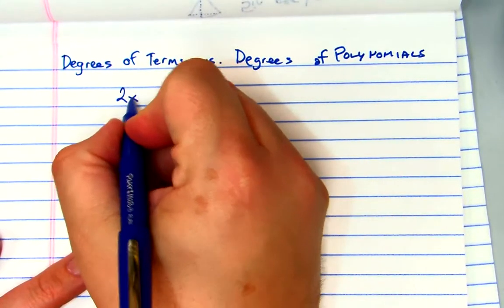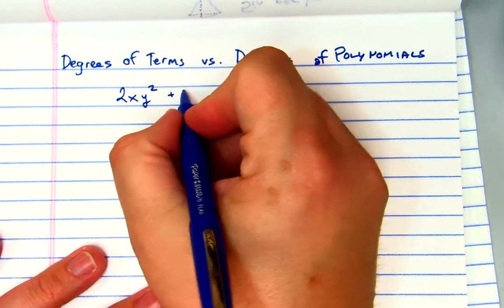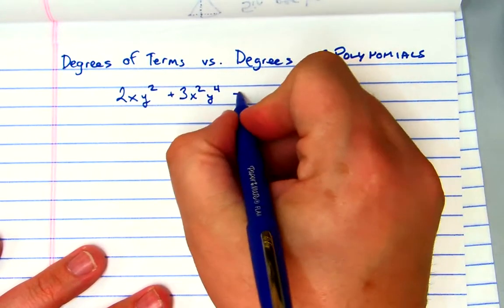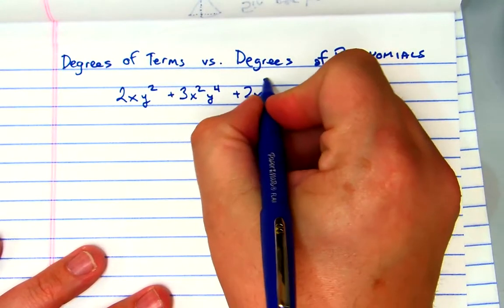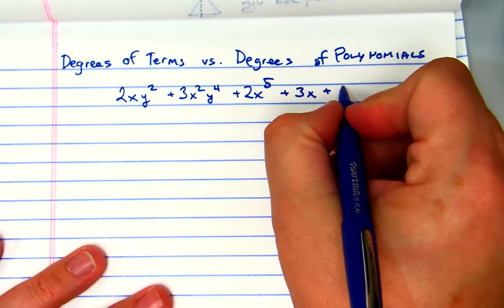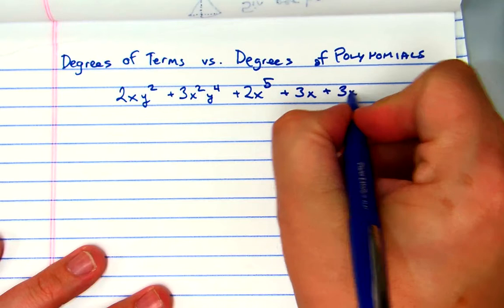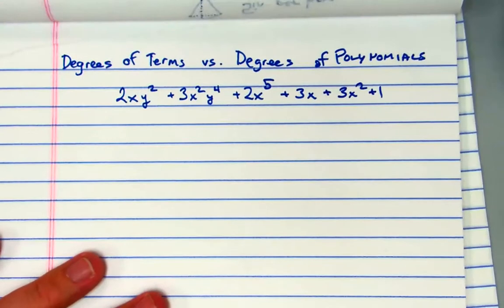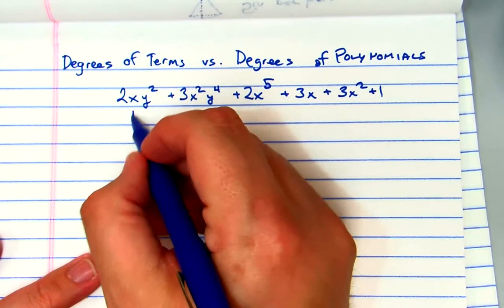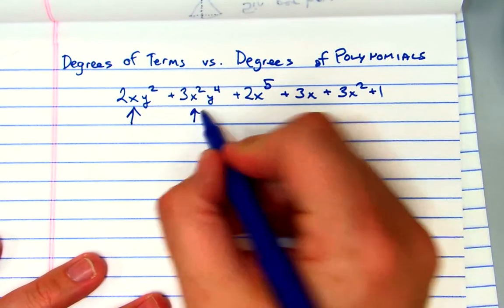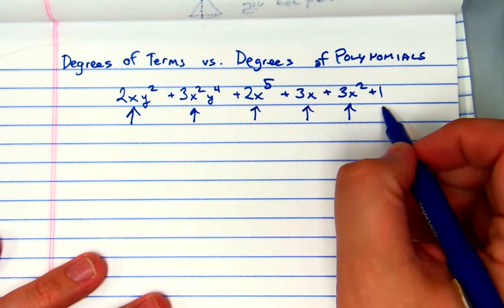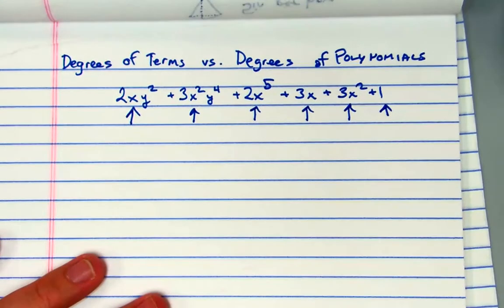Say 2xy squared plus 3x squared y to the fourth plus 2x to the fifth plus 3x plus 3x squared plus 1. Now, this polynomial has 1 term, 2 terms, 3 terms, 4 terms, 5 terms, and 6 terms.